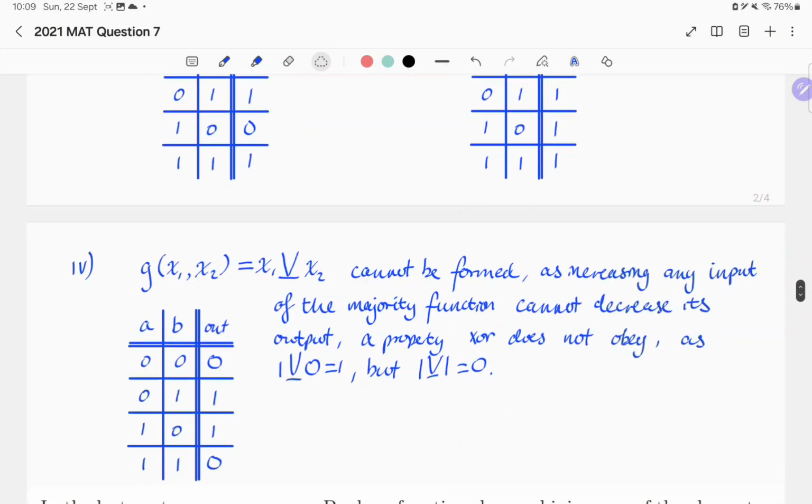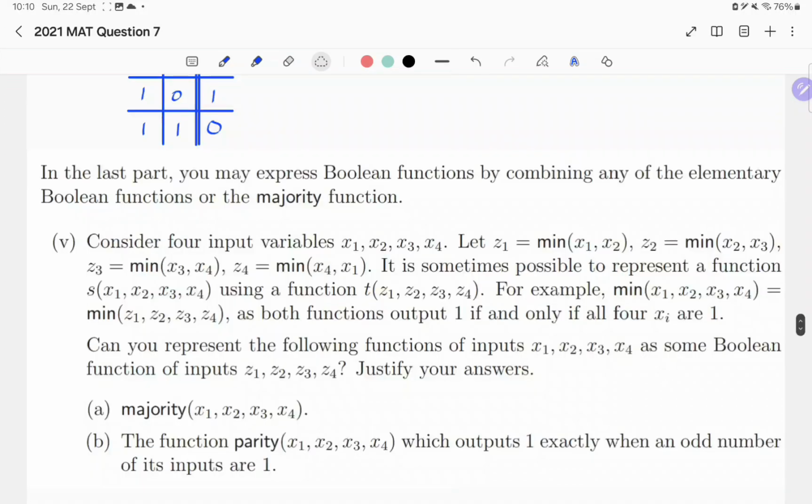G of x1, x2 is equal to x1 XOR x2 cannot be formed, as increasing any input of the majority function cannot decrease its output. A property XOR does not obey, as 1 XOR 0 is 1, but 1 XOR 1 is 0. I've given the truth table for the XOR to the left here. Now let's move on to the last part of the question.